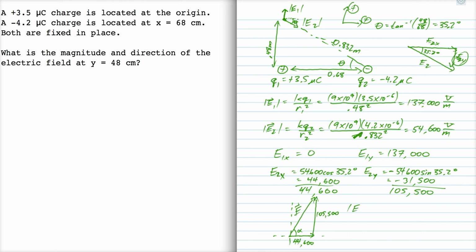Okay, so the magnitude of the resultant can be found with the Pythagorean theorem. And that's 110,000 volts per meter, rounding off to 2 sig figs. And then our angle alpha here is the inverse tangent of opposite over adjacent, so that's 105.5 over 44.6, which is 67 degrees. And it's above the plus x-axis. Okay, so there's our final answer there.